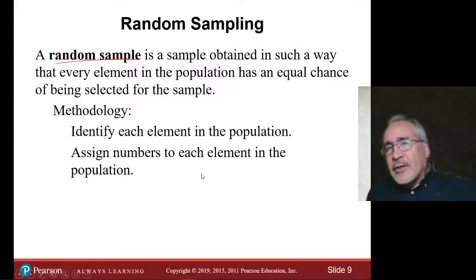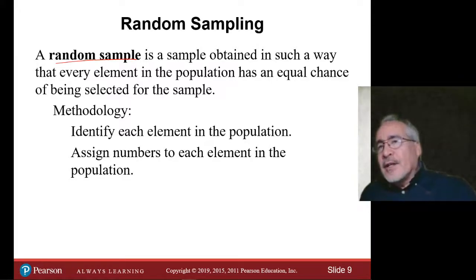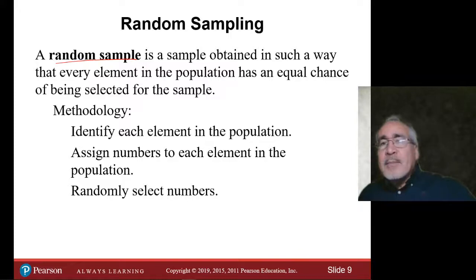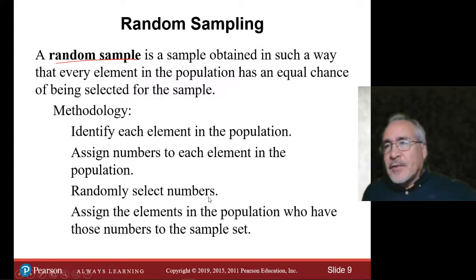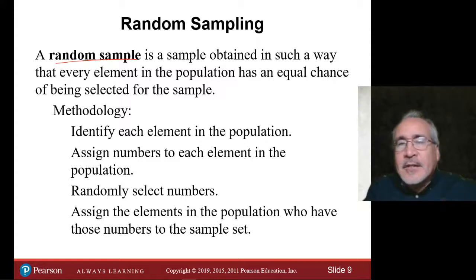One method then is you assign them a number of some sort, and then you randomly select numbers so that the number and the person are matched. And then of the numbers that are chosen, those are the people who will be asked to be in the sample. Those are the ones that'll be surveyed.